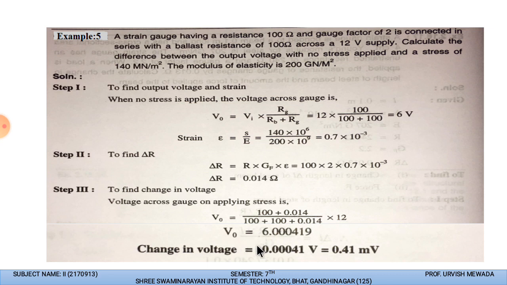So the output voltage is 6.00419. So the change in voltage is the difference between the V output whenever the stress is not applied and whenever the stress is applied. So 6 minus 6.00419 is 0.41 millivolt. From this we can conclude that whenever we apply a stress on this particular strain gauge, this much amount of voltage will change, means this much voltage difference we will get between when the stress is applied and when it is not applied.